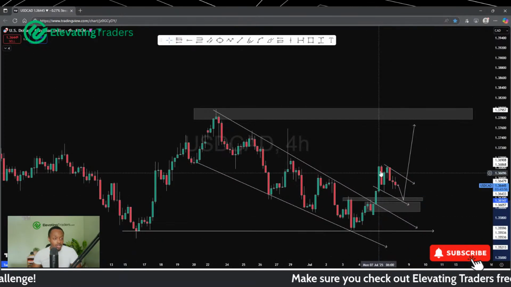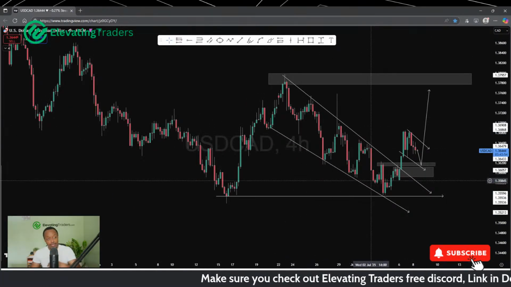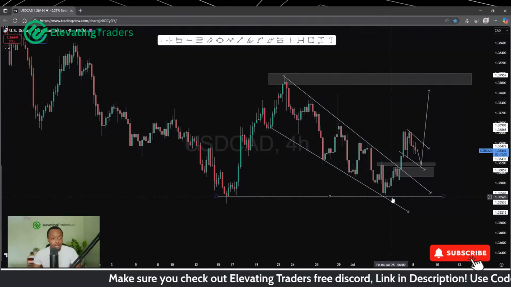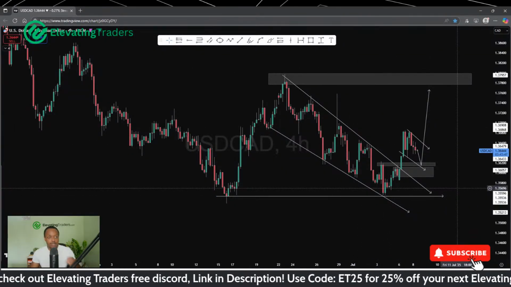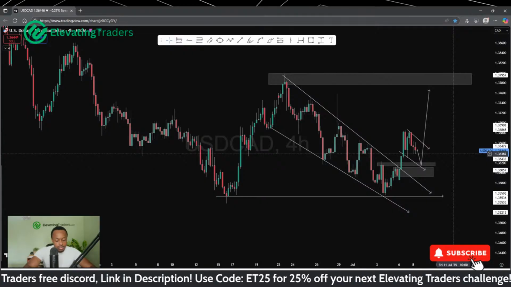I like the reaction we had right at the start of the week, breaking out of that descending channel after forming this double bottom. So I do think more upside is likely there for dollar CAD. And in particular, I think intraday opportunities look good.